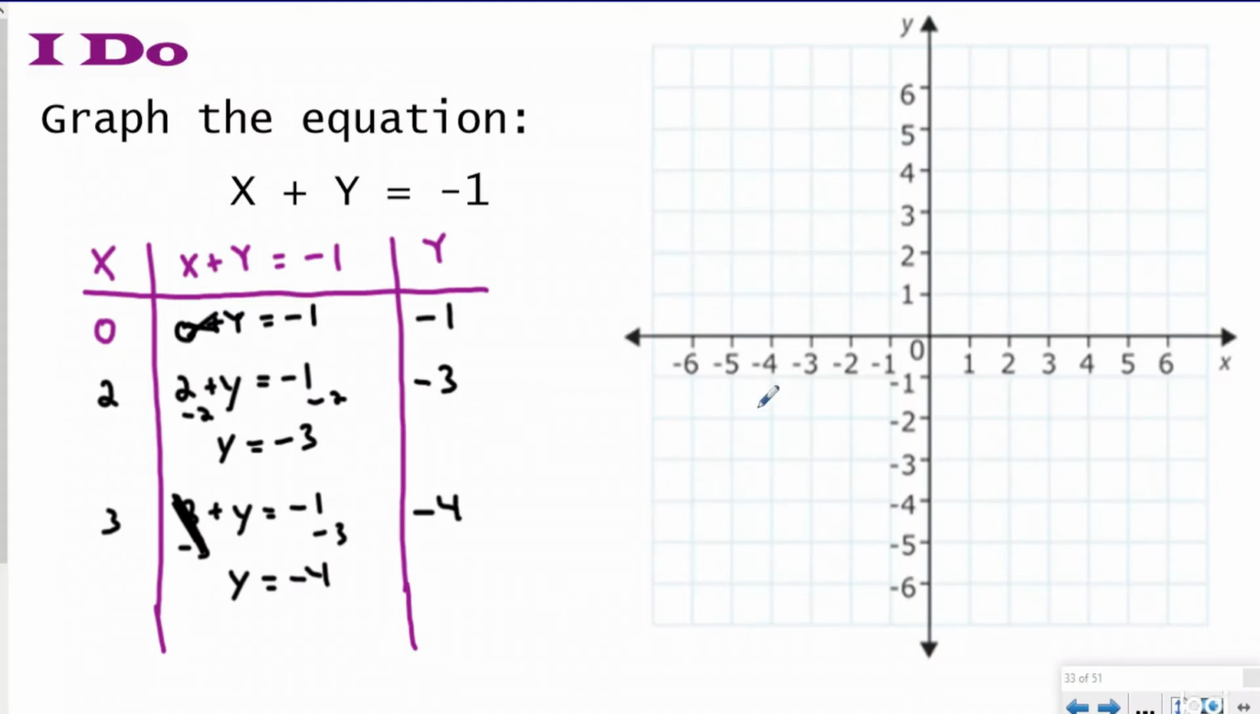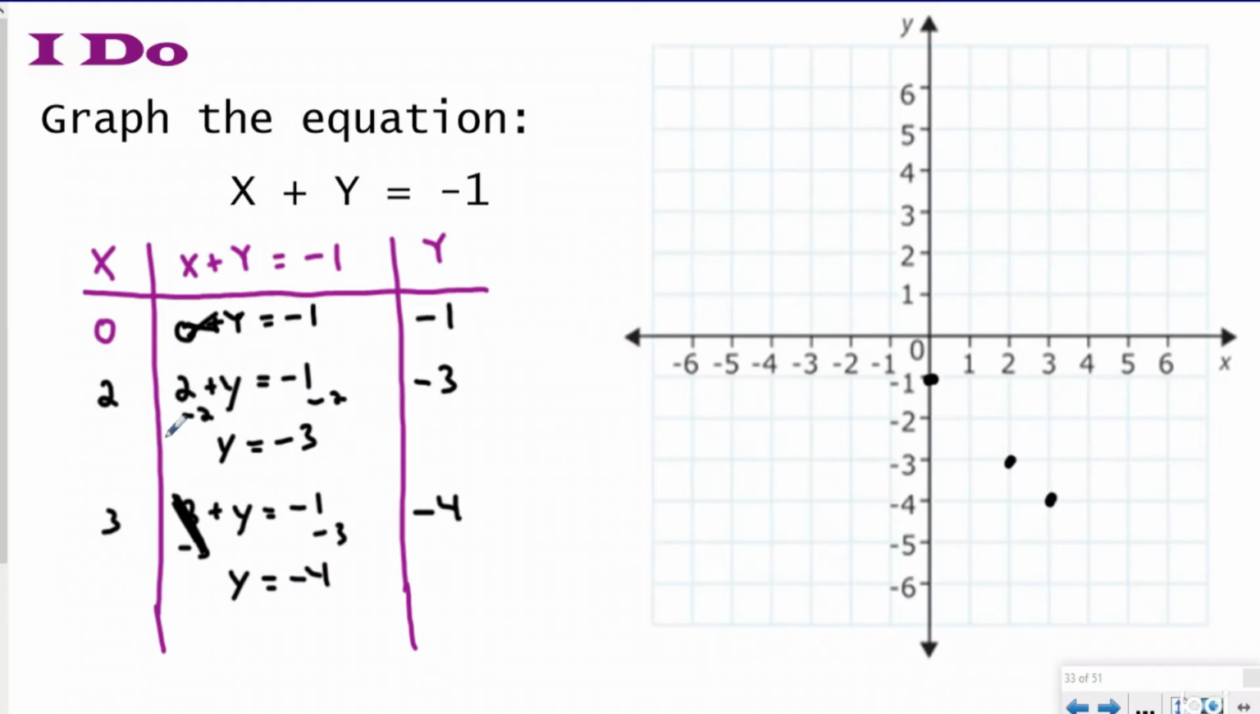So now we're going to just take our ordered pairs that we solved using our equation and plug them onto our graph and graph them. So when x was 0, y was -1. When x was 2, y was -3. When x was 3, y was -4. And you can see this forms a straight line.